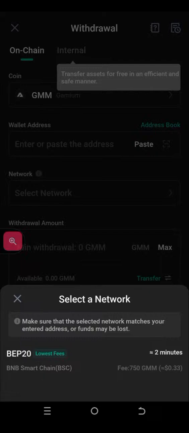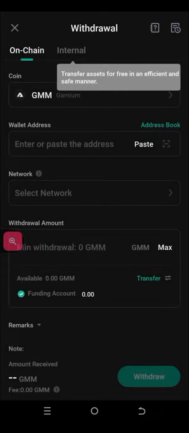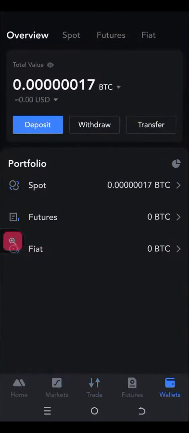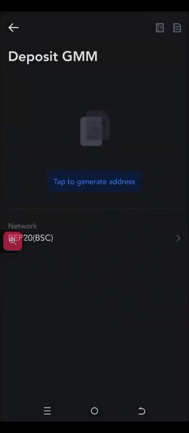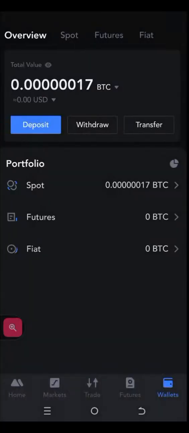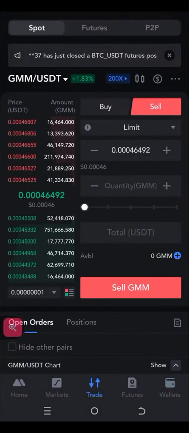Okay, so it's 33 cents. Let's go ahead and see whether we can deposit it into MEXC. It has to be the same network. Okay, let's go ahead and deposit it. Okay, GMM, is it BEP20? Yes, it's BEP20, which is good. So we have 33 cents for that. So $1.74 minus 33 cents should be about $1.40. That's not bad at all. That's actually almost 3%.